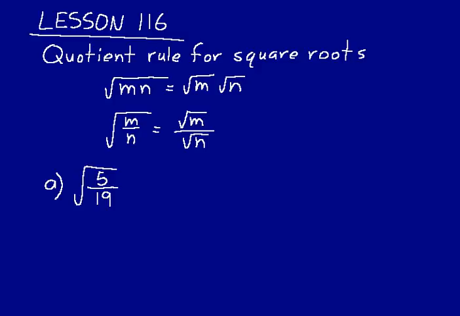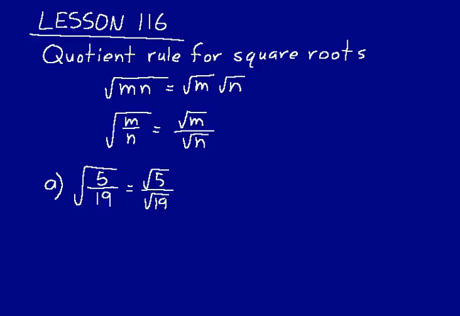I want you to simplify that, the square root of 5 over 19. So you could just change it to the square root of 5 over the square root of 19. Now, that's not where you stop though. Listen carefully on this. You cannot have a square root sign in the denominator. That's not considered the accepted or standard form for a ratio like that.